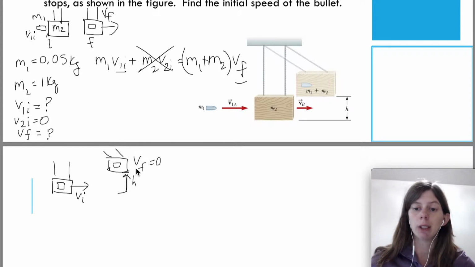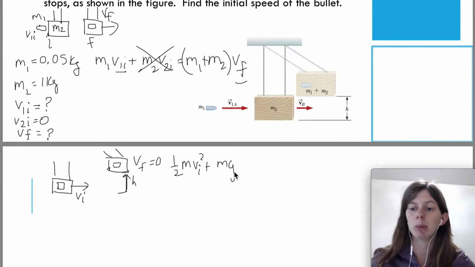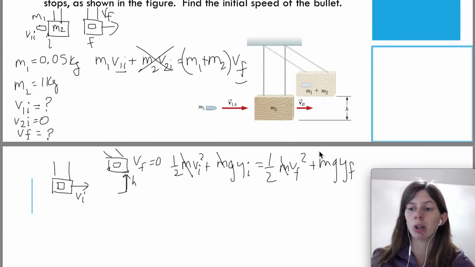So conservation of energy, we can go ahead and write it down. We have 1/2 m v squared initial plus m g y initial equals 1/2 m v final squared plus m g y final. Now the mass here, m, represents the mass of the block and the bullet combined, but it doesn't even matter because it's in every term, it cancels out.